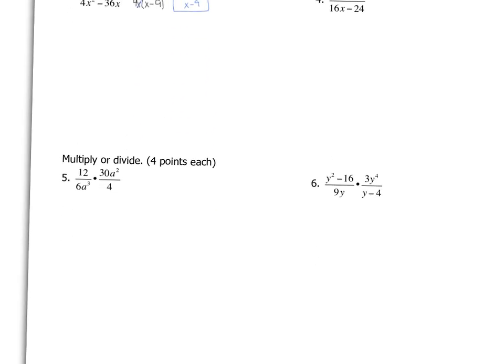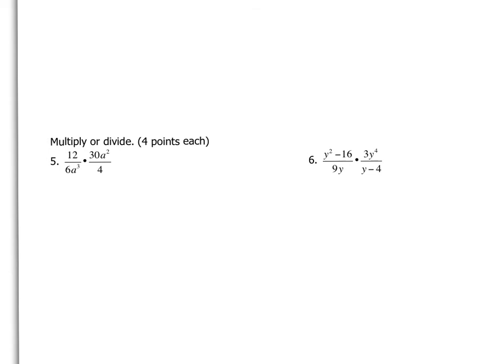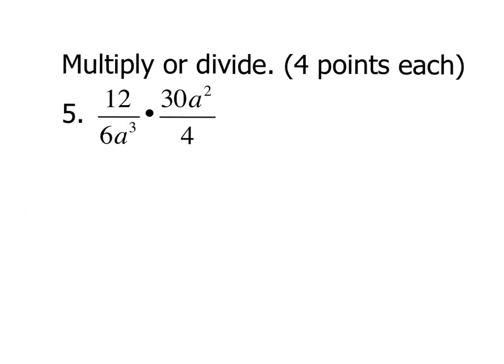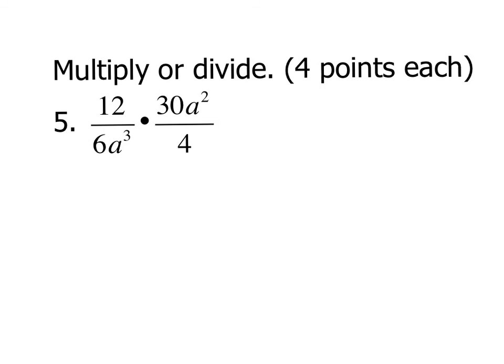The next section here is using multiplication or division. Remember that in multiplication, always try to cancel things out before you start. It might make the problem a little bit easier. For example, 12 over 6. I can take 12 over 6, and since 12 divided by 6 is 2, I can just cancel out this, and just replace it with a 2.